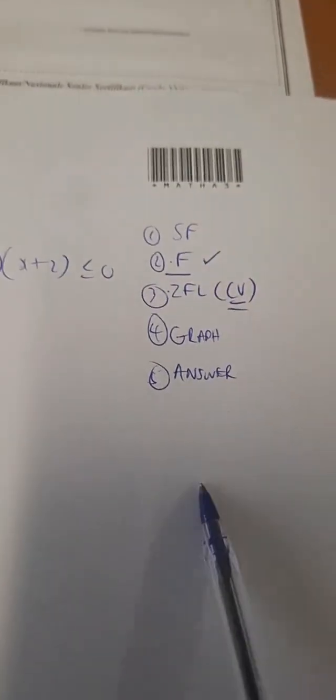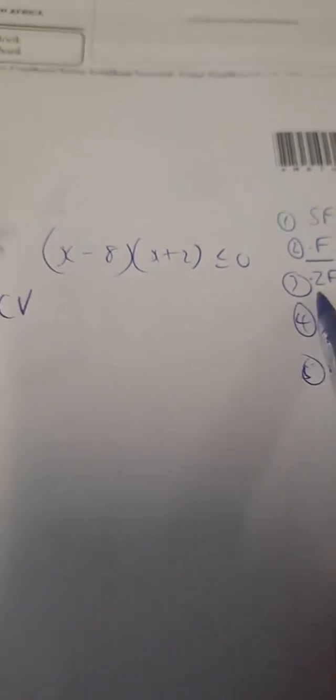So that was the exponential equation. So the inequality, that's the procedure. Standard form, we've passed. Factor stage, we are there. Zero factor law. If we are getting the critical values, we apply the zero factor law. We know x minus 8 is equal to 0, and x plus 2 will be equal to 0. So our critical values will be x is equal to 8, because 8 minus 8 gives us 0, or x is equal to negative 2, because negative 2 plus 2 gives us 0 for that bracket. So those are the critical values. Critical values, done.